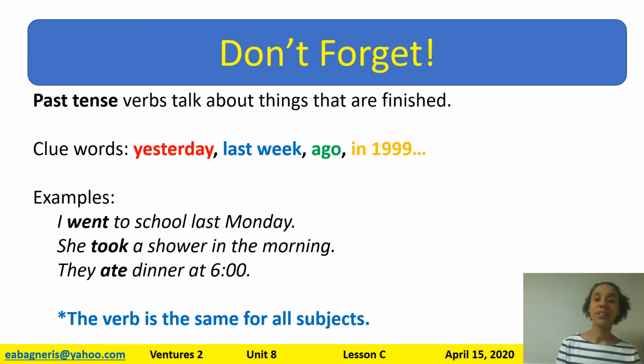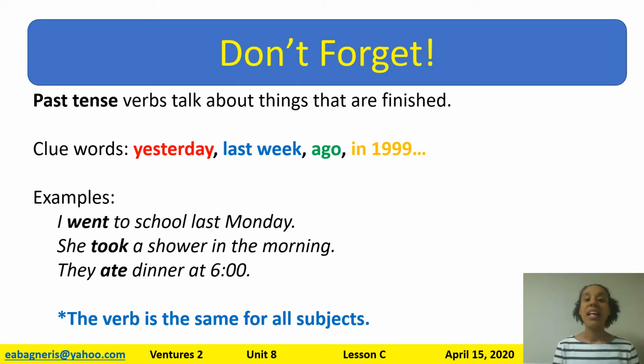1999 is over, so that is past tense. So examples of sentences with past tense. I went to school last Monday. She took a shower in the morning. They ate dinner at 6. Okay, so for these, it means they did it, that's done. They are not doing it anymore.